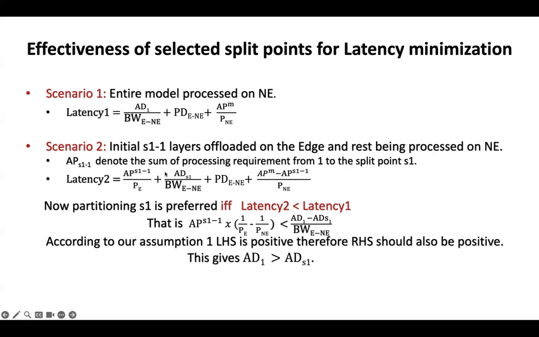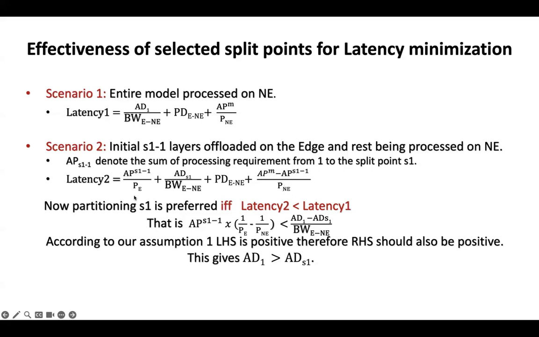Now we transmit the data required for the S1 layer to near edge. So this will be the transmission time for transmission of the data for the S1 layer, and this will be the propagation delay. And the third term denotes the processing time of the remaining layers on near edge.